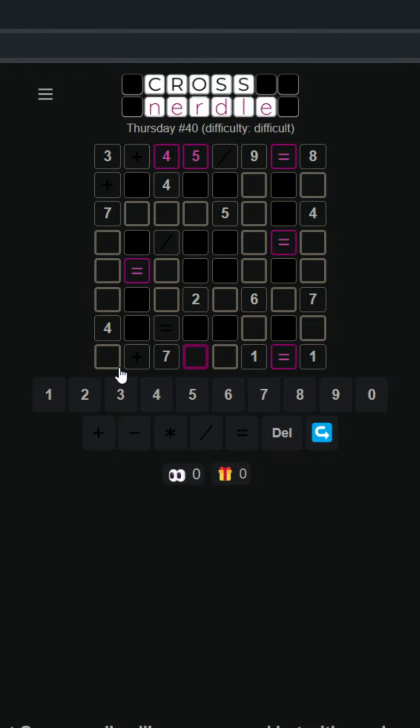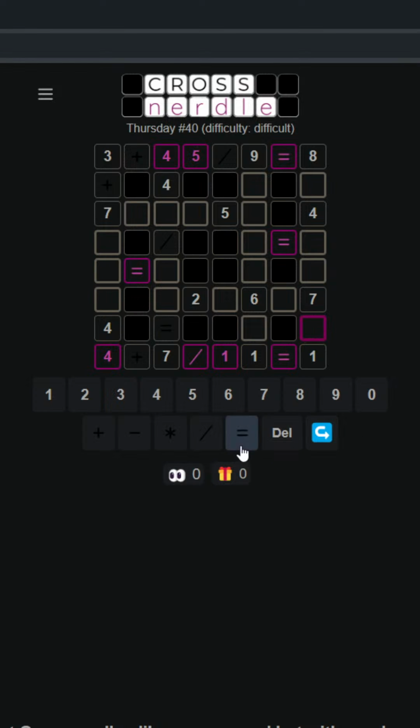This is probably time is equal to 1. I'm pretty sure this is where the equal sign has to be. This is probably division. The only thing I can think of is 11. And this would have to be 4. 4 plus 7 divided by 11 is 1. That's the only thing that comes to mind there.